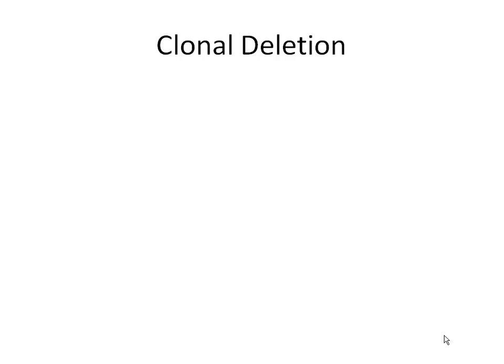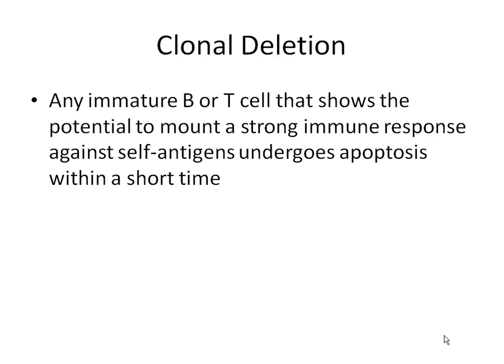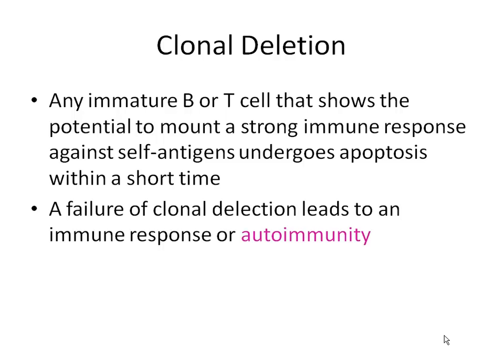So the body gives them basically a test. It's called clonal deletion, and this test is on B and T cells. Any immature B or T cell that shows the potential to mount a strong immune response against self-antigens will undergo programmed cell death, apoptosis, within a short time. If this test, this clonal deletion process, fails, then that will lead to an immune response against self, or autoimmunity.